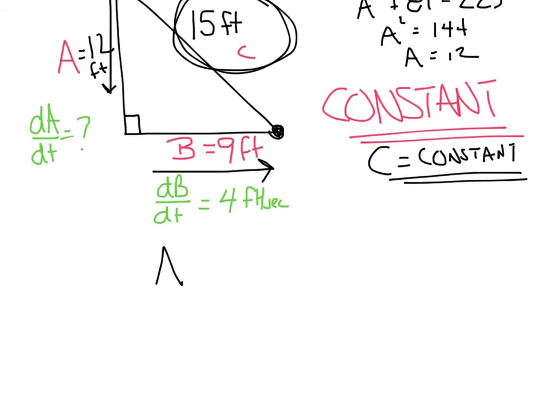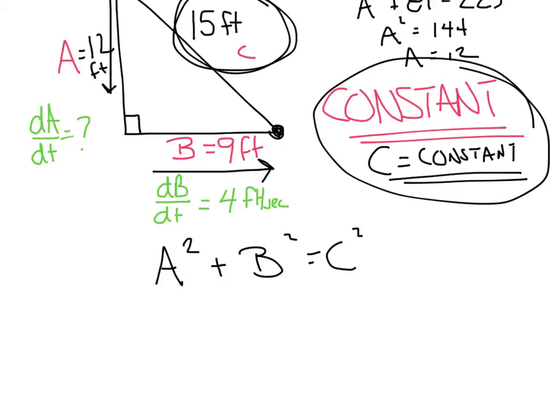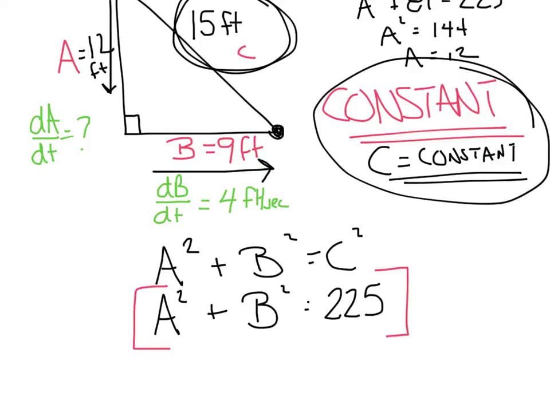All right, so let's set up our problem. Again, it's just a nice triangle problem. A squared plus b squared equals c squared. And remember, we started last time, you can only plug it in first if it's a constant. So I can say this is a squared plus b squared equals 15 squared or 225. I'm just going to bracket that in and take its derivative with respect to time.